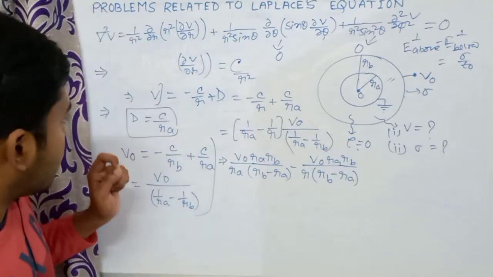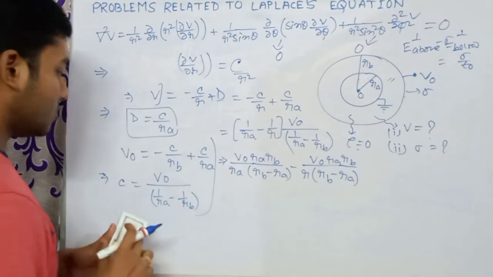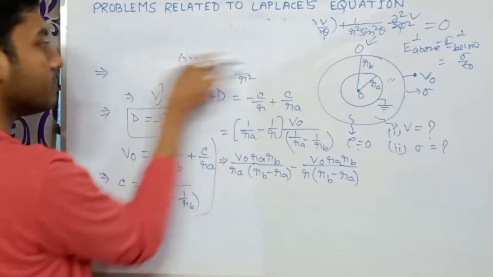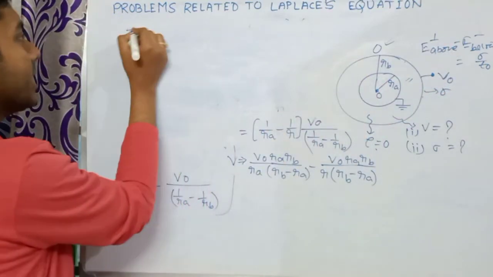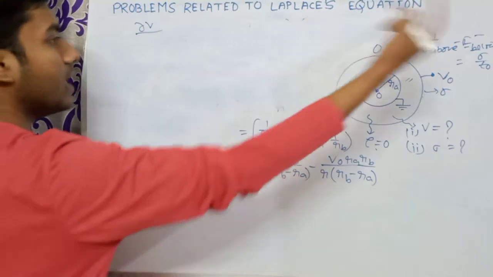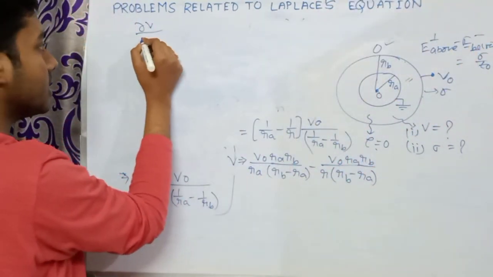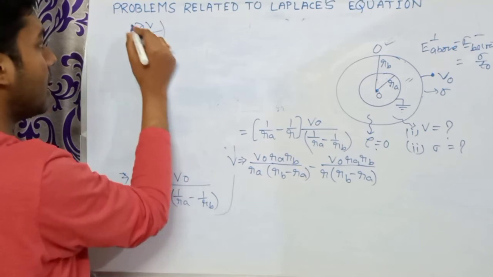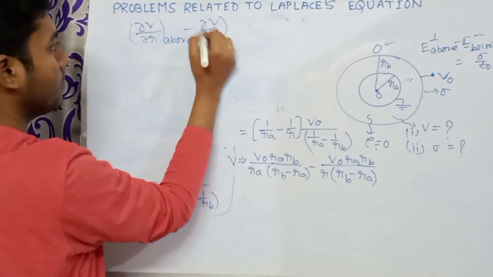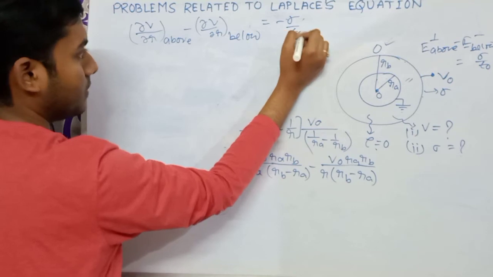Then this equation becomes what? Actually I have a shortage of place here to write, so I am removing this thing. This will become, minus I have taken outside, and the minus I have given on the right hand side. So what will be this? Del V over del r above minus del V over del r below, and that is equal to minus sigma over epsilon naught.